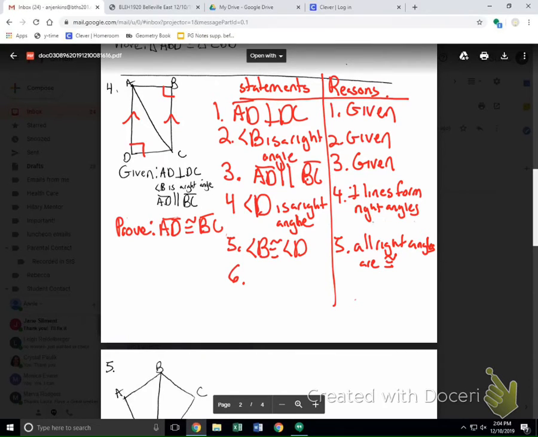What else do we know here? What's our reflexive property? AC and then CA. We call that the reflexive property.